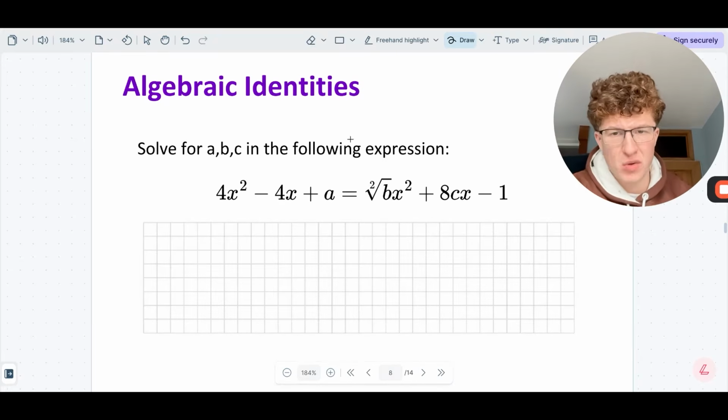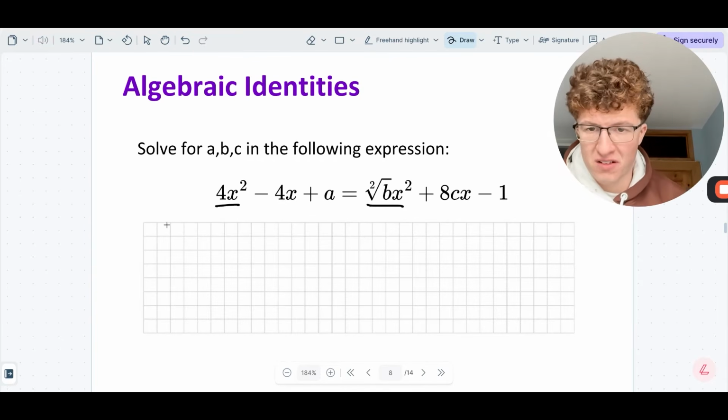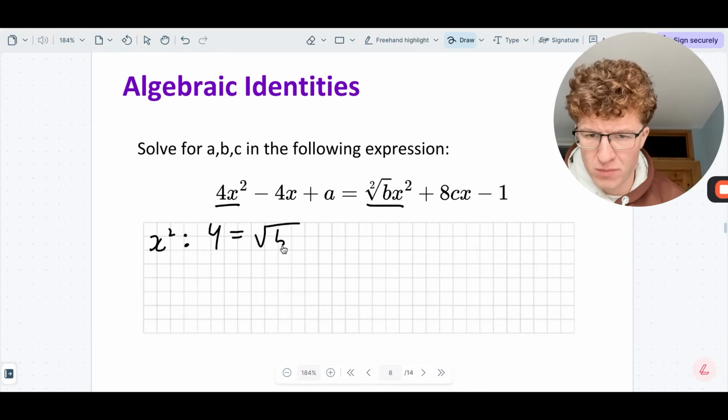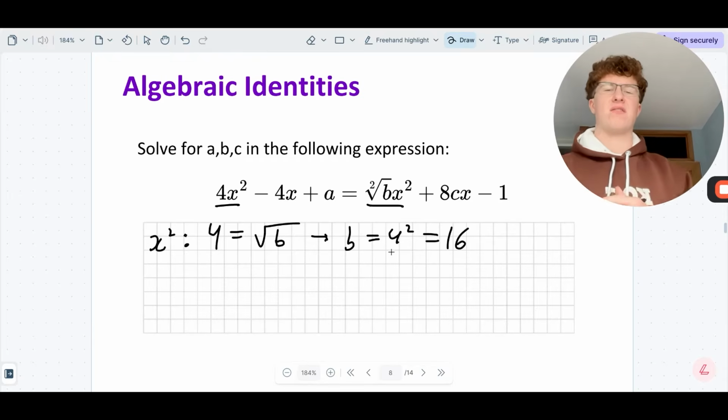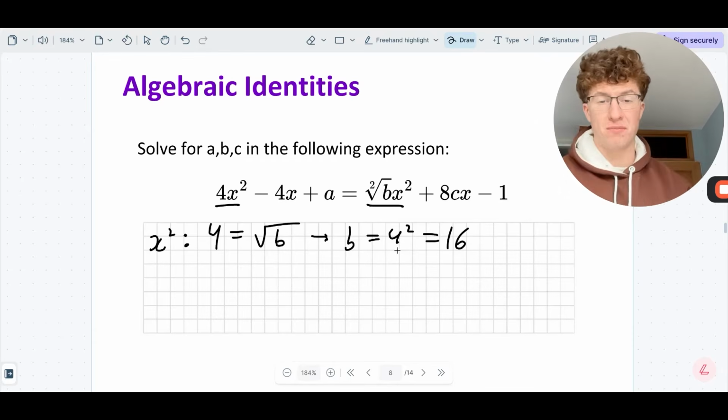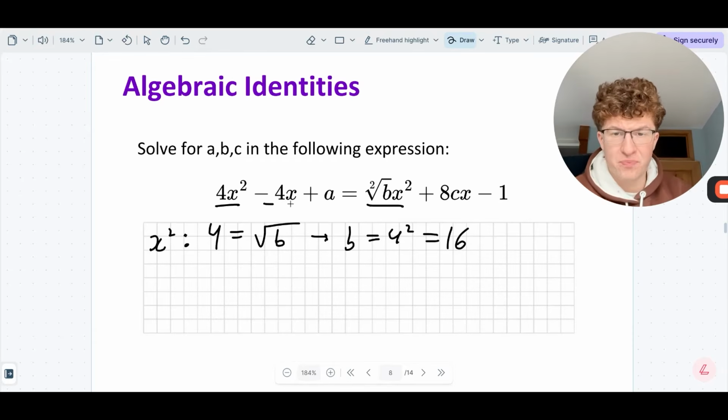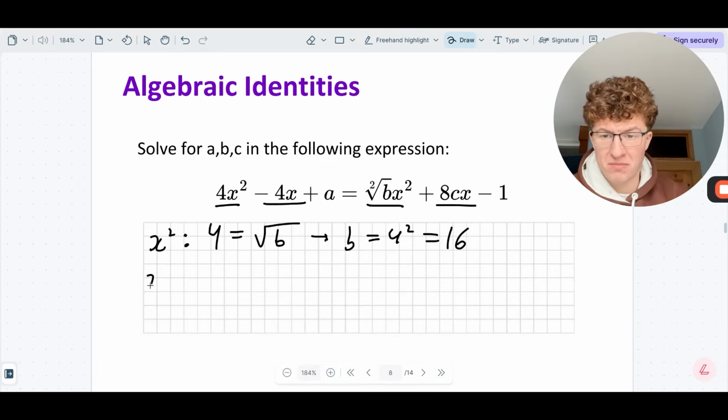So all we need to do is match it up. There, we're going to match up the x squareds first. So matching up the x squareds, we're going to have the 4 must equal the square root of b. That means that b is just 4 squared, and that's just 16. So we have our first letter instantly. B is 16.